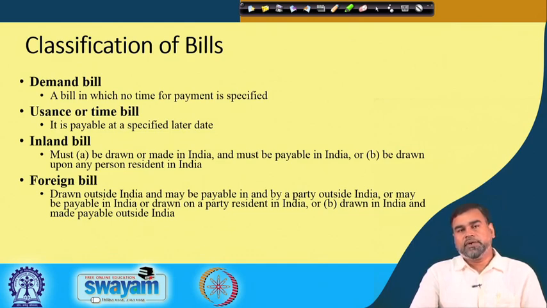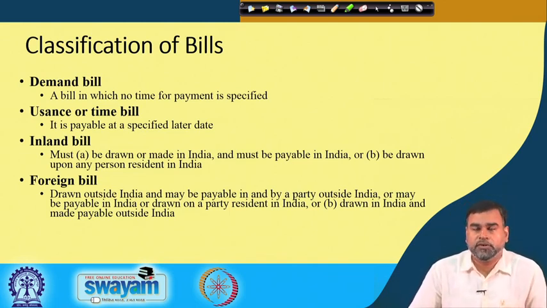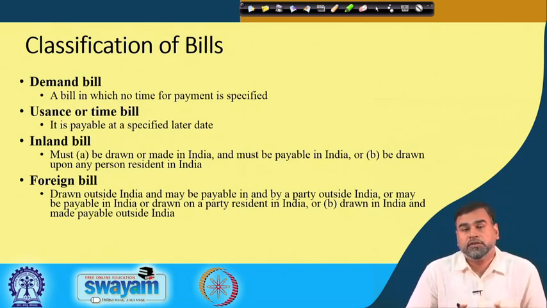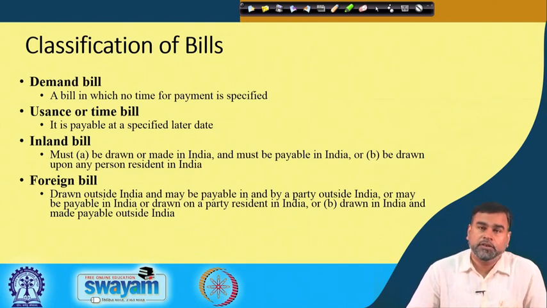Any financial institution responsible for that particular payment plays a very significant role here. In case of a foreign bill, it is drawn outside India and payable in India or by a party outside India, or payable in India or drawn on a party resident in India, or drawn in India and made payable outside India. Keep that in mind. More or less, if it is a foreign bill, then not only Indian parties are involved in the transactions; foreign parties are involved too. It is not confined to Indian residents, and all the parties may not belong to India.